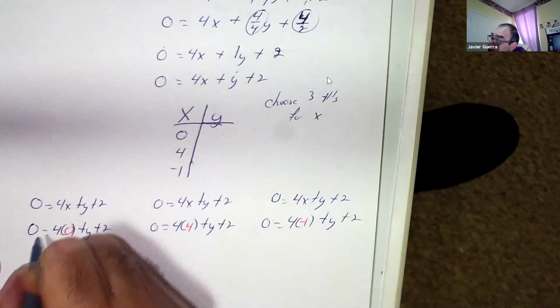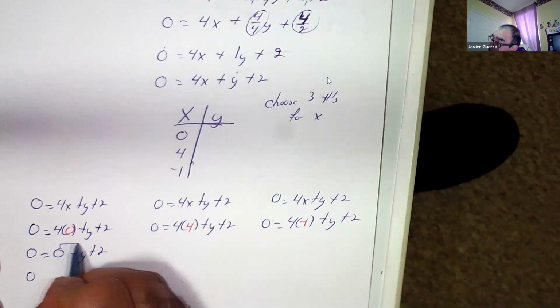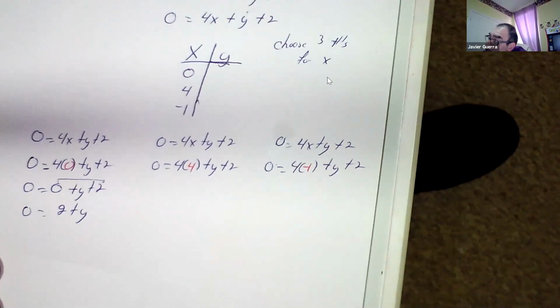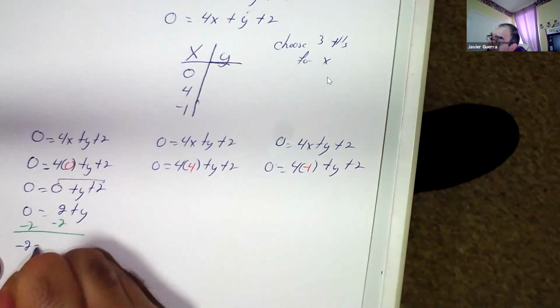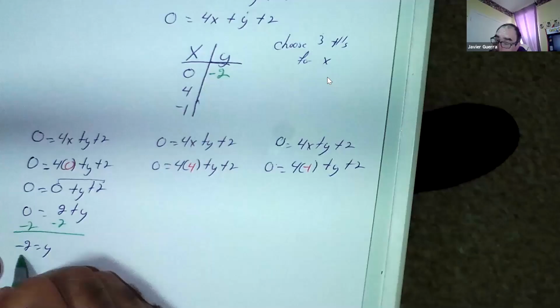So I'm gonna get 0 equals 0 plus y plus 2. I can combine these two. We get 2 plus y. And to solve for y, I'm gonna move my 2 over to the other side, right? So negative 2 equals y. That's the first row in my table. Then we'll do the other ones.